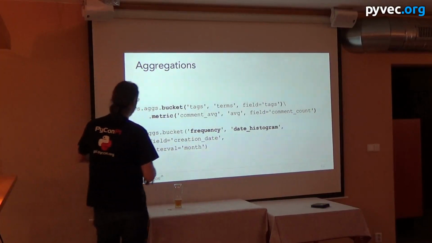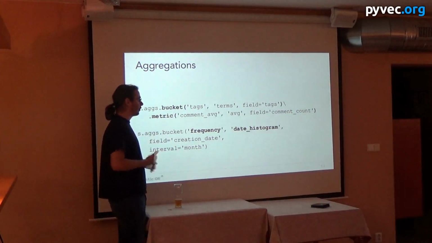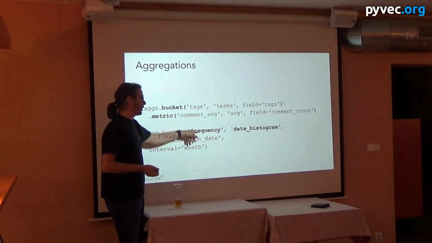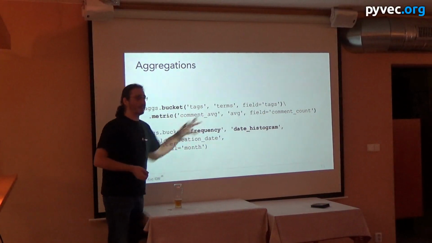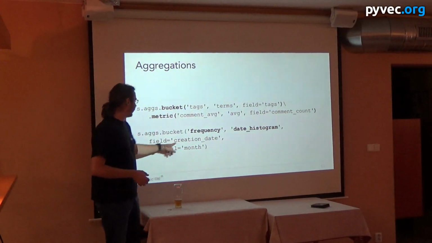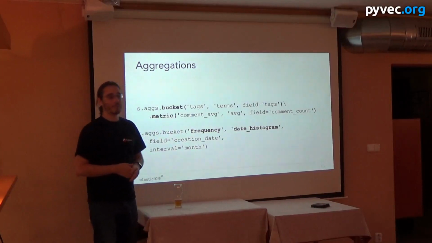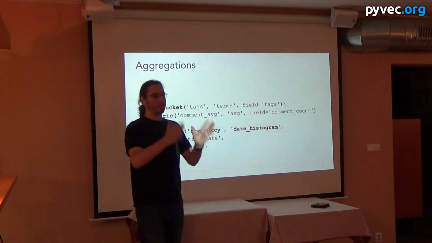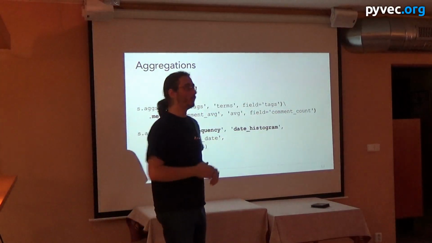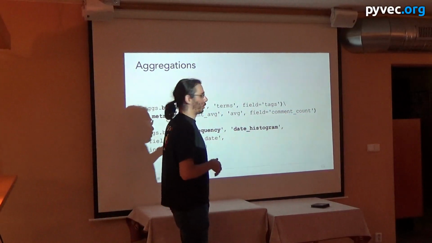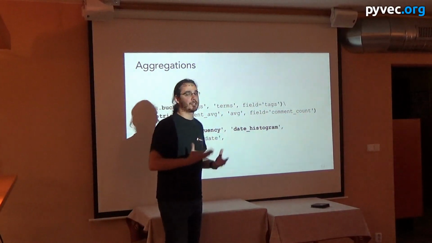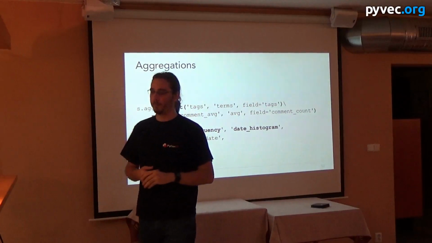And then we add another aggregation, which is asking for a frequency, which is essentially a date histogram over the field creation date per month. So we're creating one bucket for each month, and we're asking for how many questions were asked during that month.